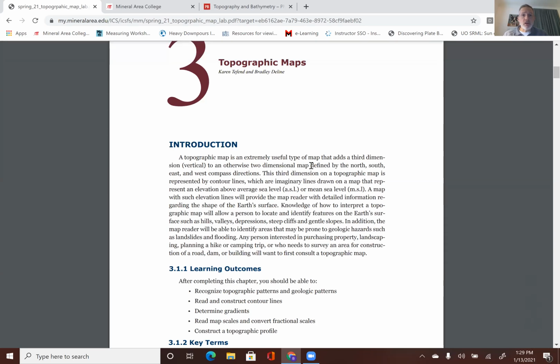What we're going to be looking at are topographic maps. Now, a topographic map, quite simply, is a map that shows the landscape. It is a three-dimensional surface represented onto a two-dimensional piece of paper.